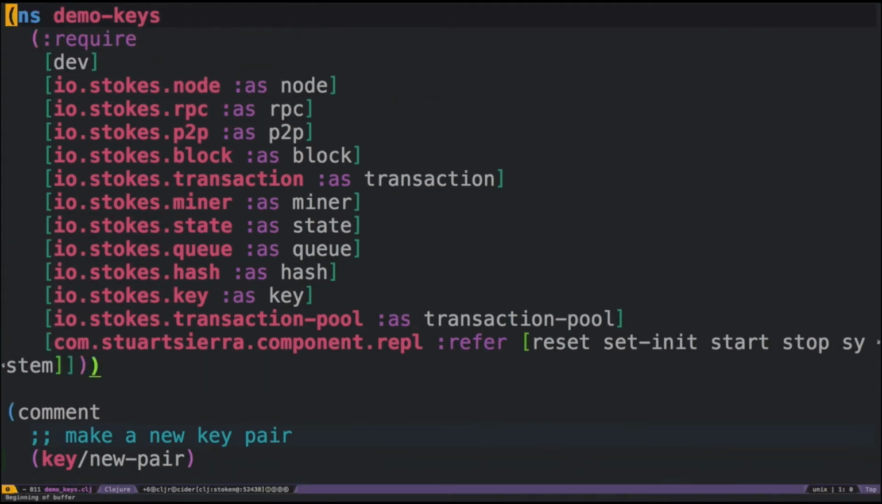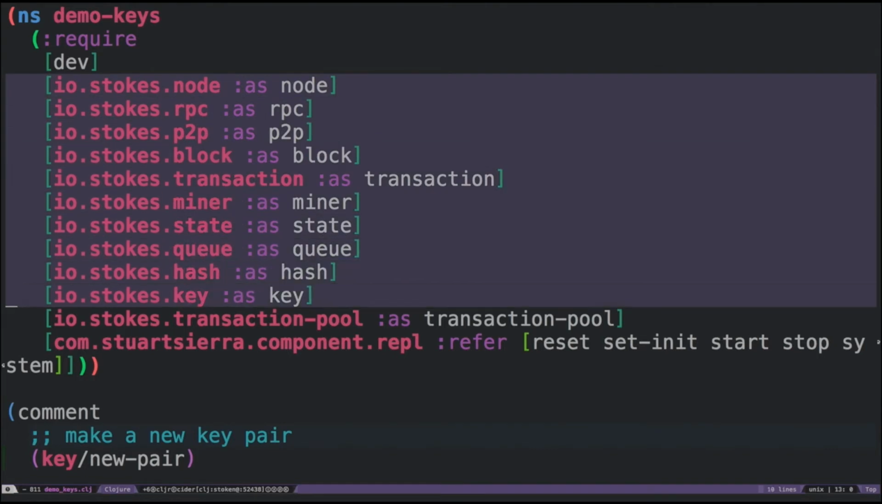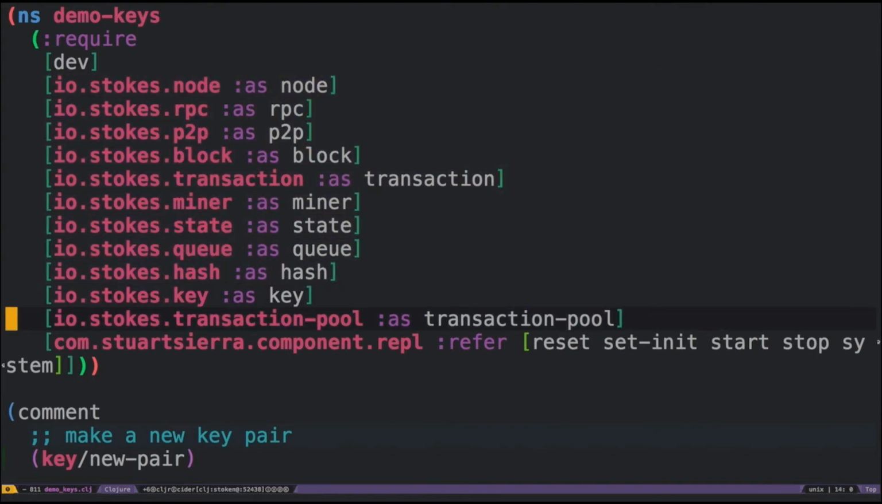So basically, just to kind of go through every line, there's quite a few namespaces here, and we're basically just importing most of them, probably all of them. I'm using this component library from Stuart Sierra. Maybe some of you have heard of it. It's a really great way to basically organize your application as like a system. It's really easy to tear up and tear down. It's really great for interactive development of the whole thing. But enough of that. So now we're going to look at keys.